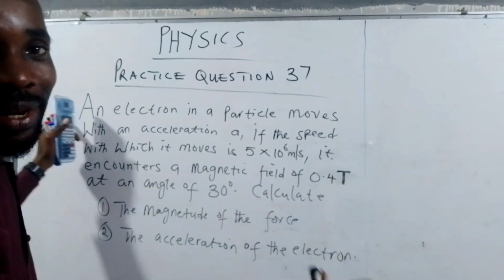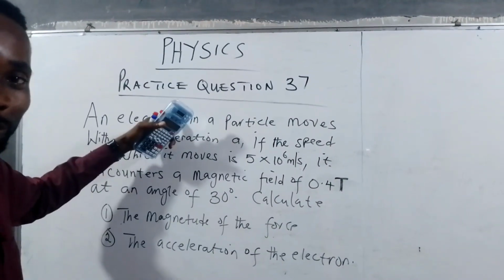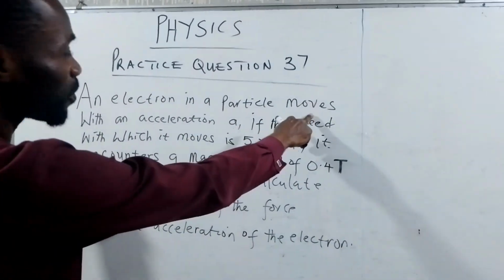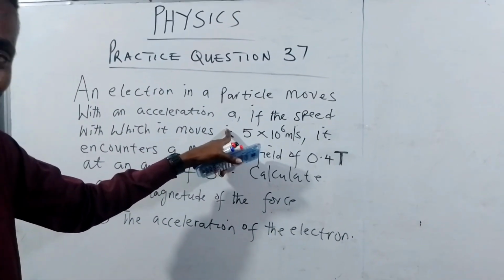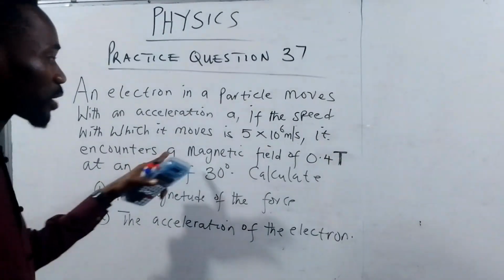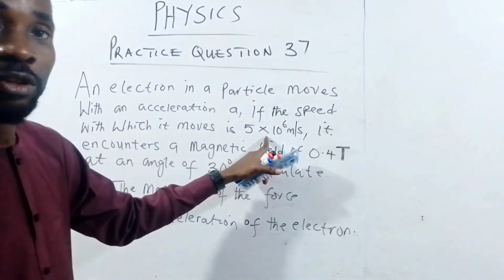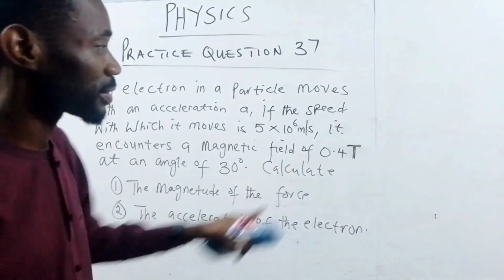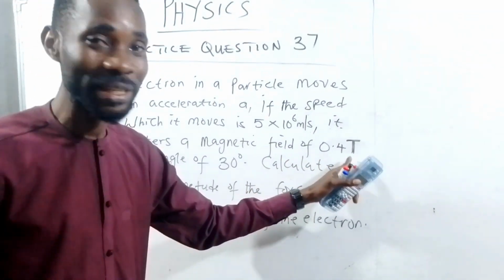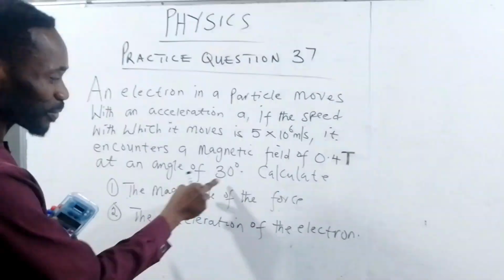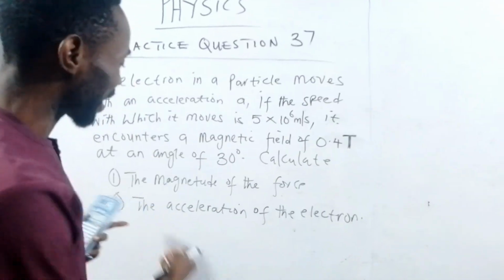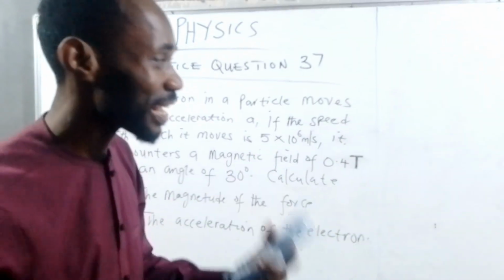Today, let's take a look at a very simple problem in electromagnetism. Here we have an electron, a particle that moves with an acceleration a. We don't know the acceleration with which it moves. If the speed with which the electron moves is 5 times 10 raised to the power 6 meters per second, it encounters a magnetic field of 0.4 teslas at an angle of 30 degrees. We should calculate, number one, the magnitude of the force, and number two, the acceleration of the electron.